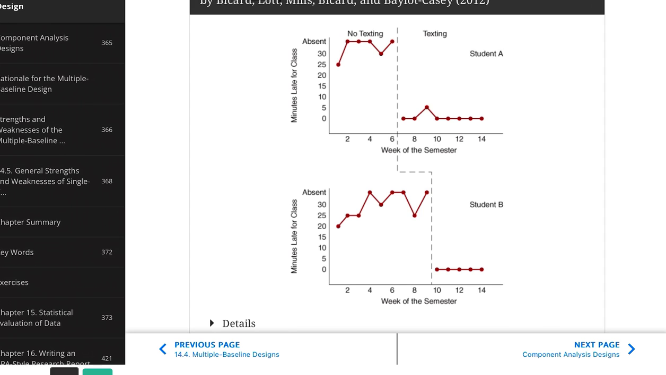You can see that dramatic and immediate change in behavior. That's that clear pattern we want to see that shows a direct cause and effect relationship. And again, because it happened with both students at different times, we can conclude that there is a cause and effect relationship there because it is replicated.